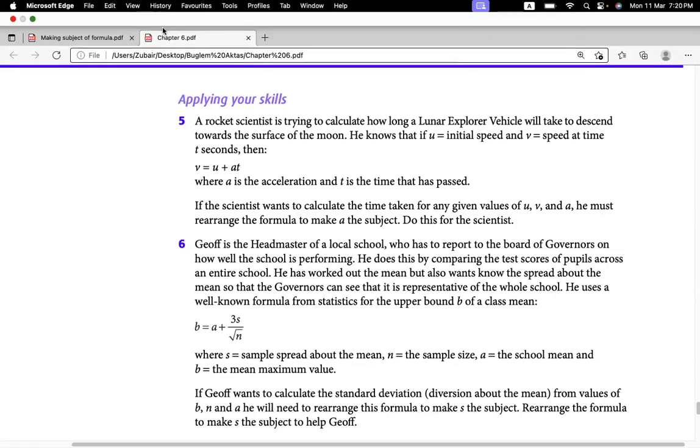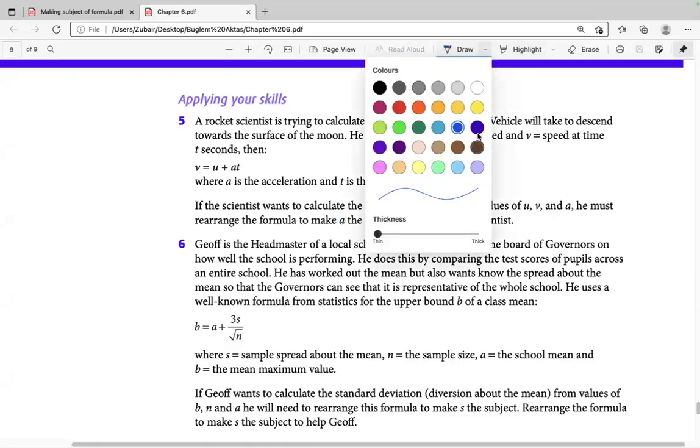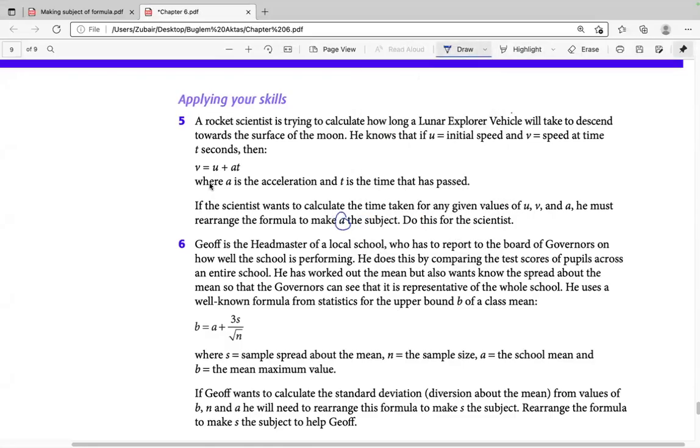So would it be A equals V minus U divided by T, or over T? Rearranging to get the formula for A. So yes, V minus U over T equals A.